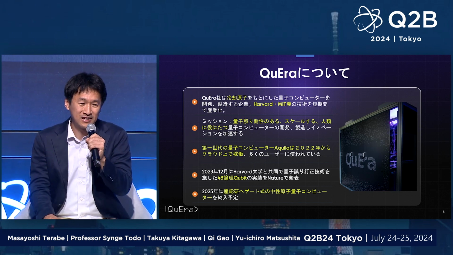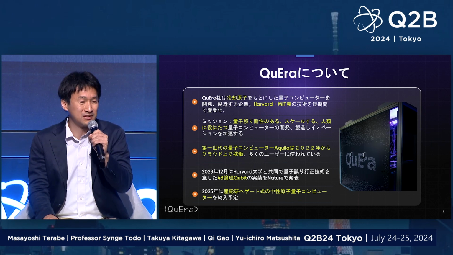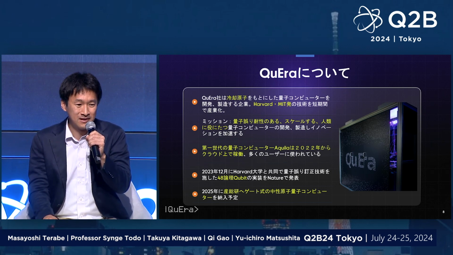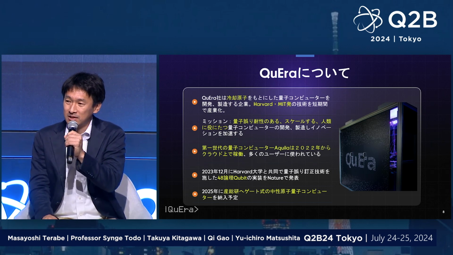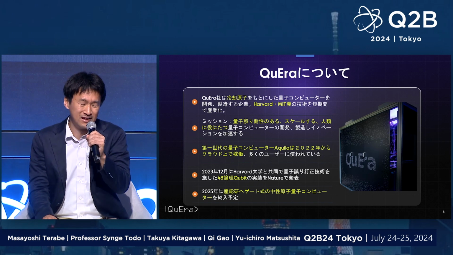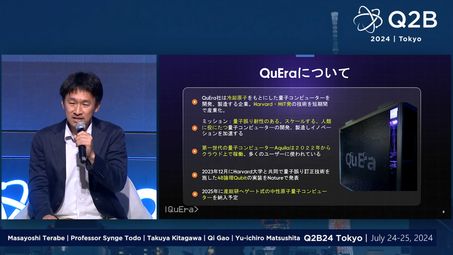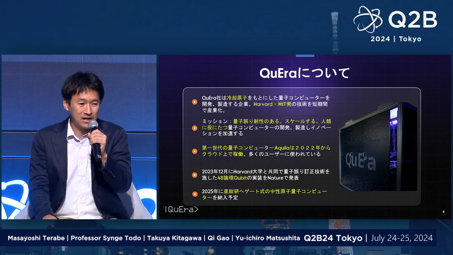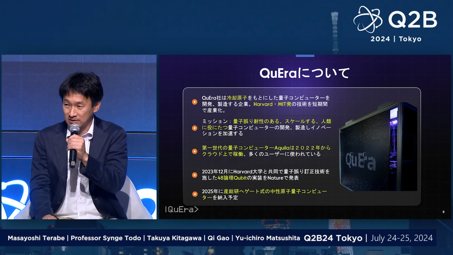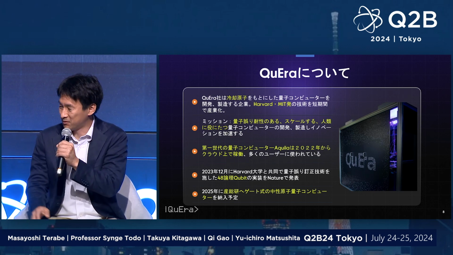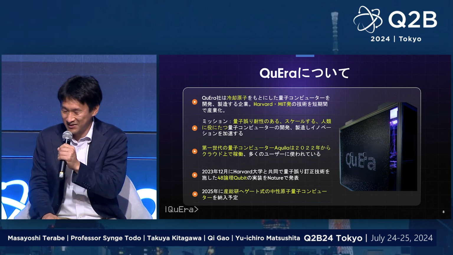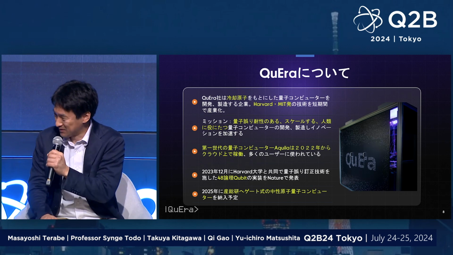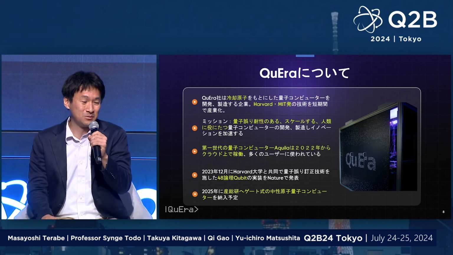QuEra is a company that develops and manufactures quantum computers based upon cold atoms. Harvard and MIT professors were the founders of this company early on, and combining those technologies, we are making this product. Our mission is to develop, manufacture, and innovate quantum computers that are fault tolerant and scalable and benefit humanity. So it is quite a match to the topic we are discussing today.